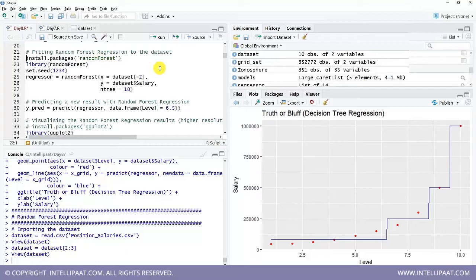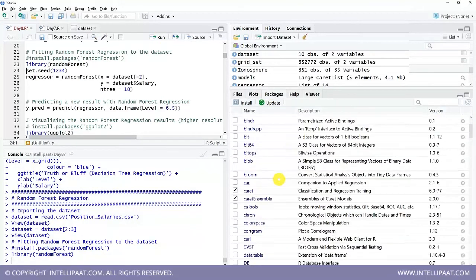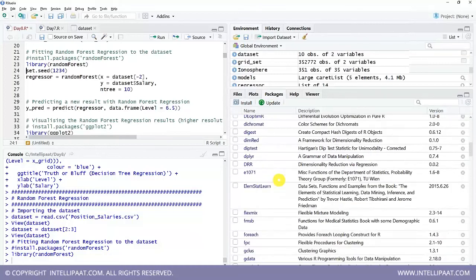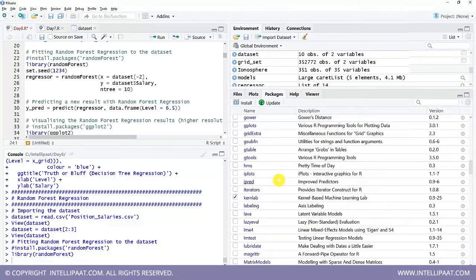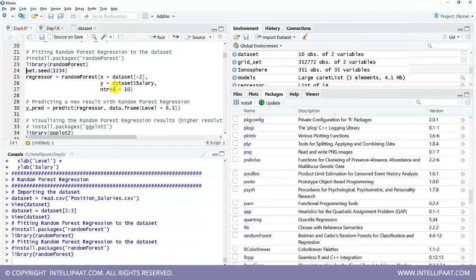Okay. And once you have installed, or if you have already installed, you can have this line commented, but you still need to load the package. Okay. That's how you load it. I load this package. It's loaded. Now I'm trying to generate the regressor line.